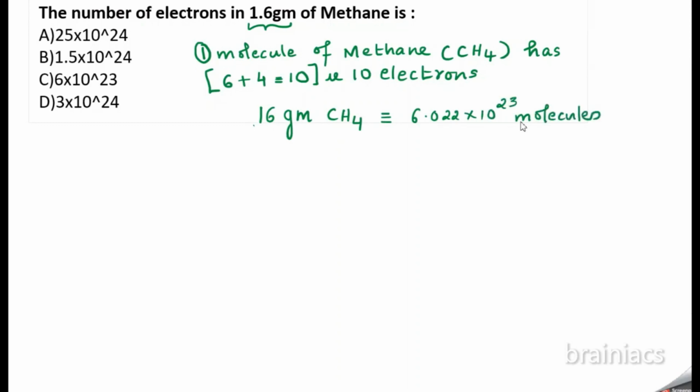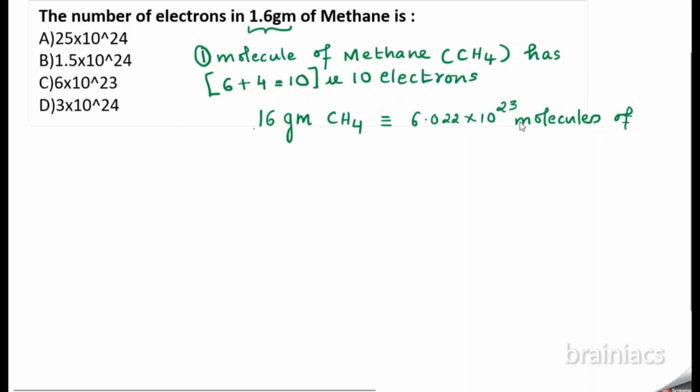Please remember one more thing: the molecular mass of any compound will always have Avogadro number of molecules of that particular compound. So 16 gram of CH4 has 6.022 into 10 power 23 molecules of CH4. But what is given to you? 1.6 gram. So how to convert 16 gram to 1.6 gram? Divide by 10 on both sides. Correct?